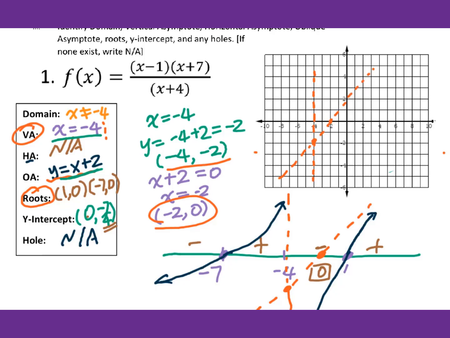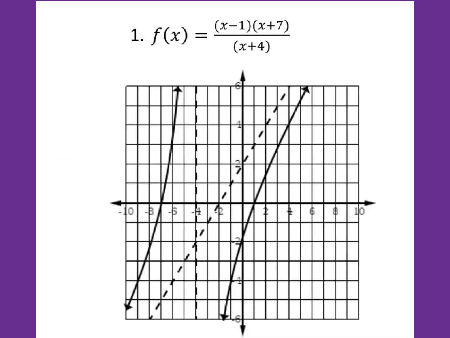Then go to intercept. We have 1, 0, that is here, big dot. -7, 0. The intercept will be 0, -7/4. It will be here. Then you connect these 2 points, sketch the graph like this on the right side. On the left side, you will sketch the graph like this. This is the graph for number 1.